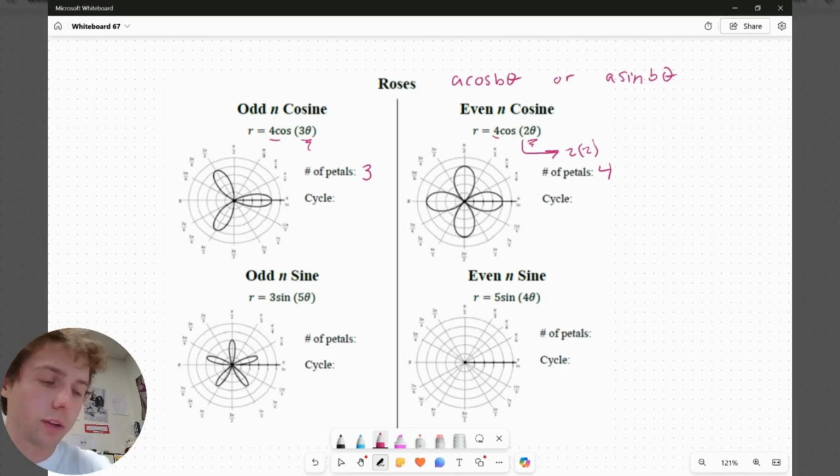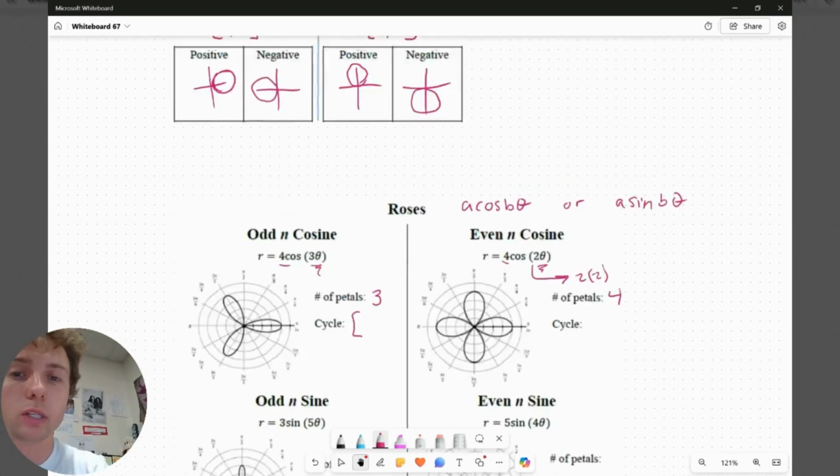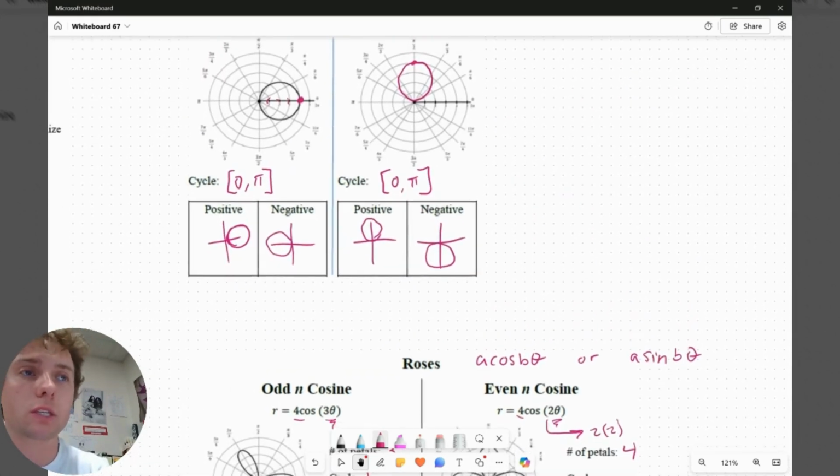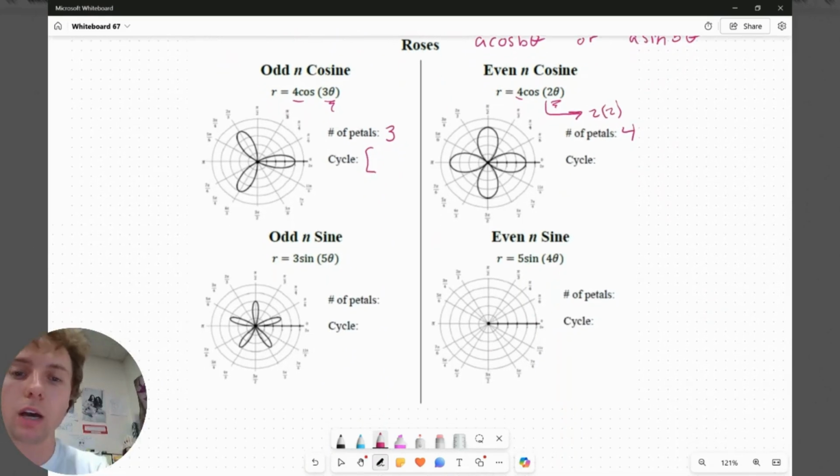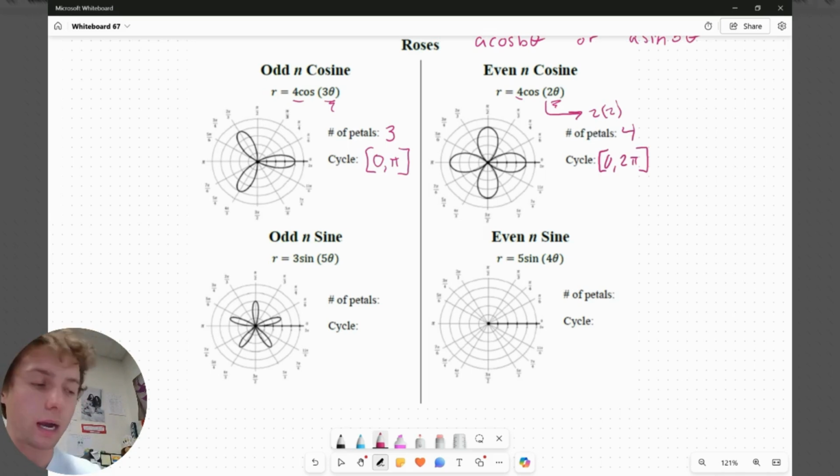Well, the other weird thing then is the cycle. Whenever you have an odd number of petals, just like when there was 1 petal, right? A rose is just 1 petal. When you have an odd number of petals, the cycle is simply 0 to pi. But whenever we double the petals, the cycle is also going to get doubled. So it goes from 0 to 2 pi.